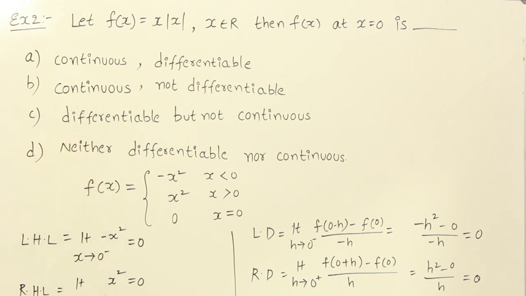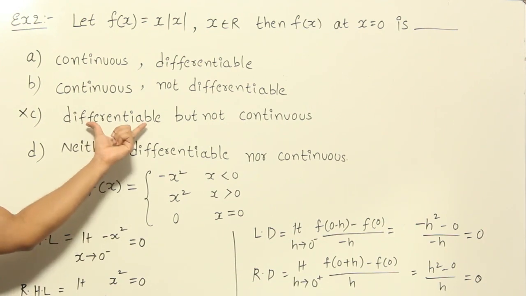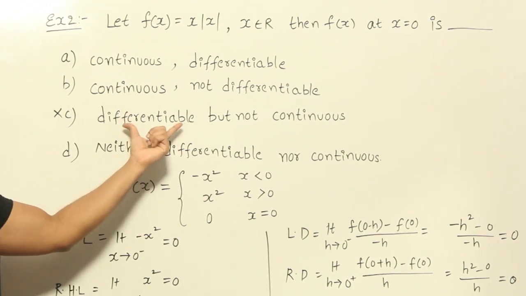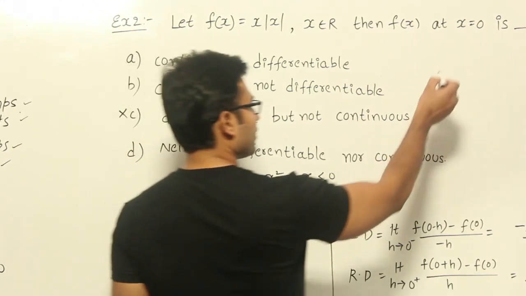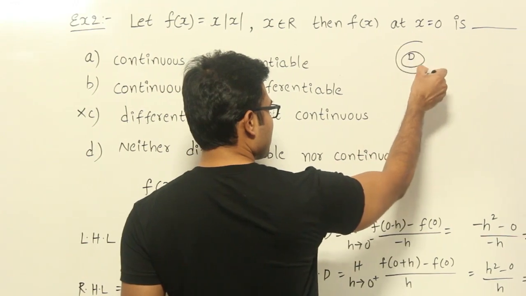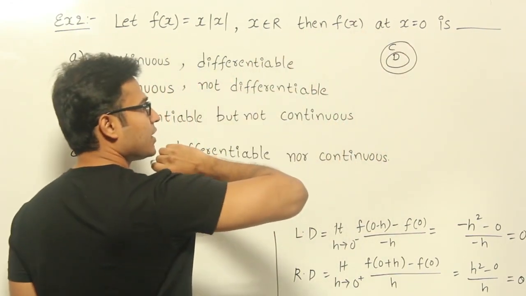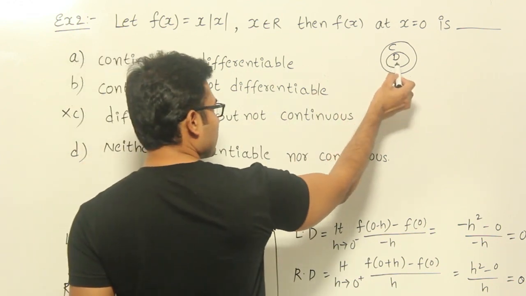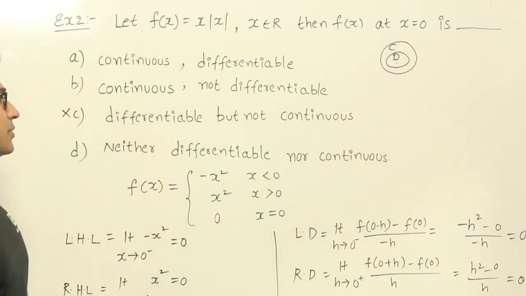See, directly by looking at it, you can eliminate option C, isn't it? Why? There cannot be any function which is differentiable but not continuous. So you can use this diagram. If this is the set of all differentiable functions, and if this is the set of all continuous functions, there cannot be any function which is differentiable but not continuous, right? Therefore you can directly eliminate it.